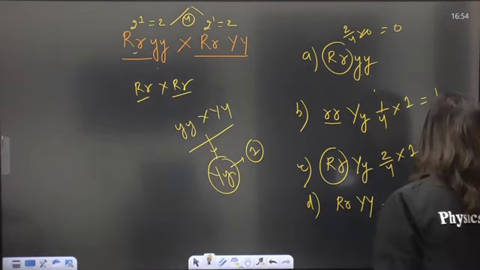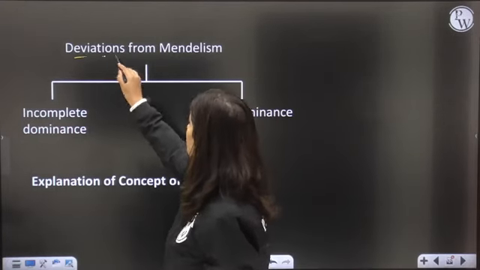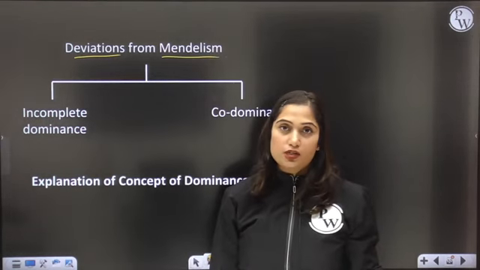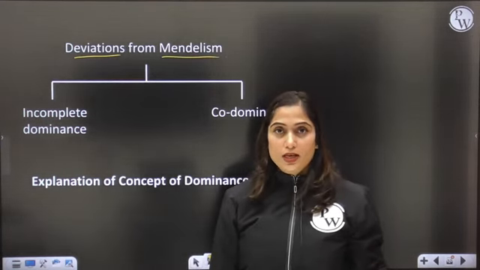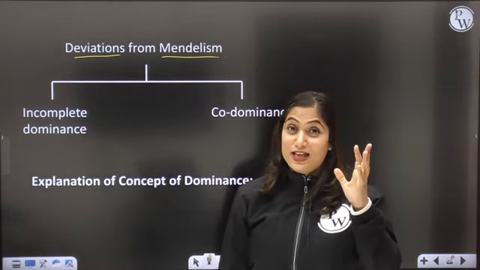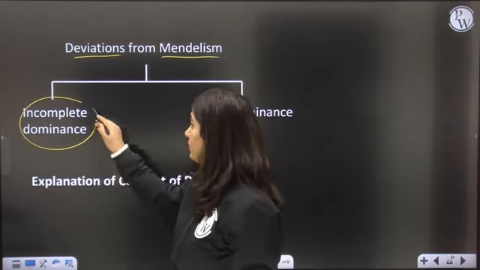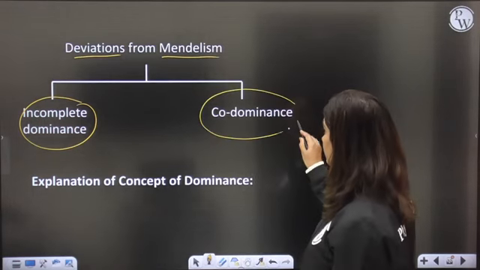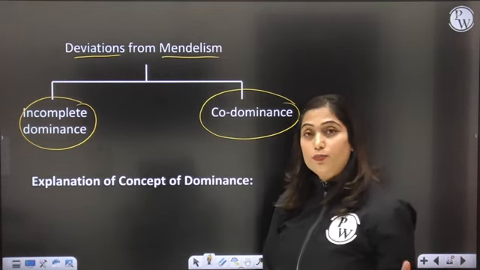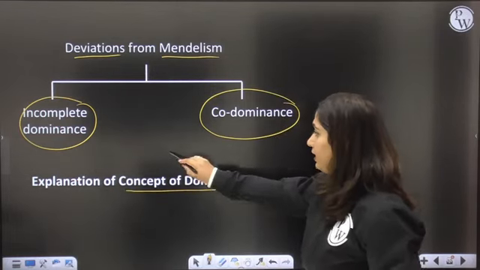So let's move forward. Now, let's discuss the deviations from Mendelism. The law of dominance used to say that in a diploid individual, in a dissimilar pair of factors, one is dominant, one is recessive. But there is something which is not following this, and this is incomplete dominance and codominance. But before that, I would like to take the topic of concept of dominance in detail.